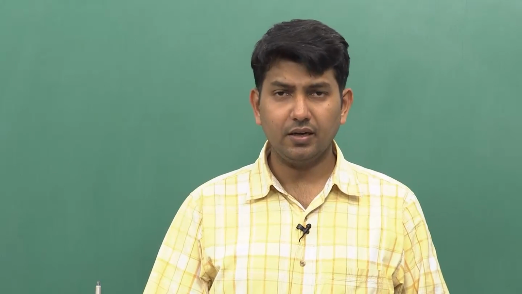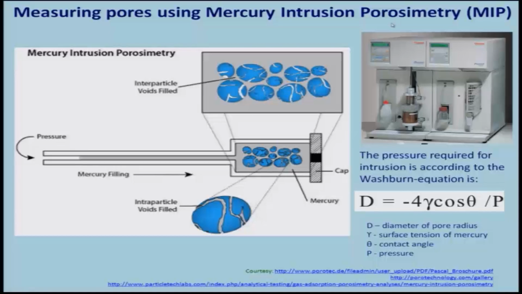Now, how do we measure pores inside a Portland cement based system? The primary equipment that is used is mercury intrusion porosimetry. In this figure, on the right you have the equipment, and the primary principle that is used is Washburn's equation, which is nothing but D = -4 γ cos θ / P, where D is the pore diameter, γ is the surface tension of mercury, θ is the contact angle and P is the pressure.